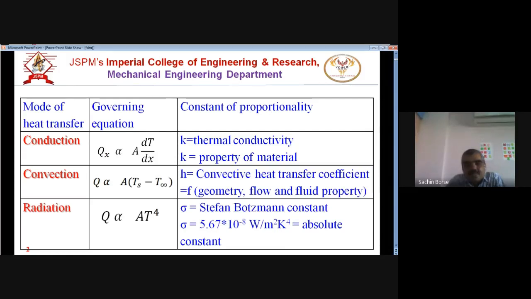Proportional sign, then we get the constant of proportionality K. Okay, but there is a negative sign. Why is this negative sign there? Because the direction of heat transfer, that is Qx and dT by dx, are opposite. To balance their sign, there is a negative sign.